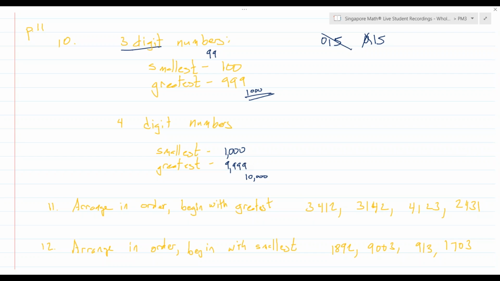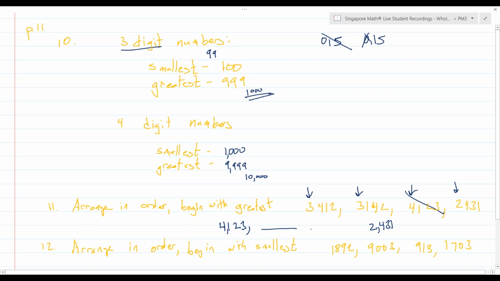Number 11 gives us 4 numbers to arrange in order, beginning with the greatest. I would look at these numbers. Obviously, we're looking at the thousands place, and we have 4,123. That's the greatest number, so I'm going to write it first. As I scan those 3 numbers that are left, I can tell really quickly that 2,431 is the smallest number.